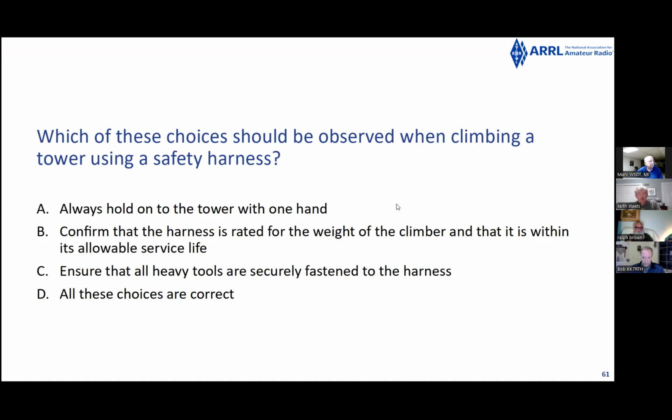And we all say D. Say B. Oh, B. Confirm that the harness is rated for the weight of the climber and it is within its allowable service life. The reason A is wrong is you're always supposed to have 3-point contact when climbing a tower. You either have 2 hands and 1 foot, or you have 2 feet and 1 hand. Yeah, I've climbed many a tower. They call that a 3-point. You have 4 ways of hanging onto that tower.